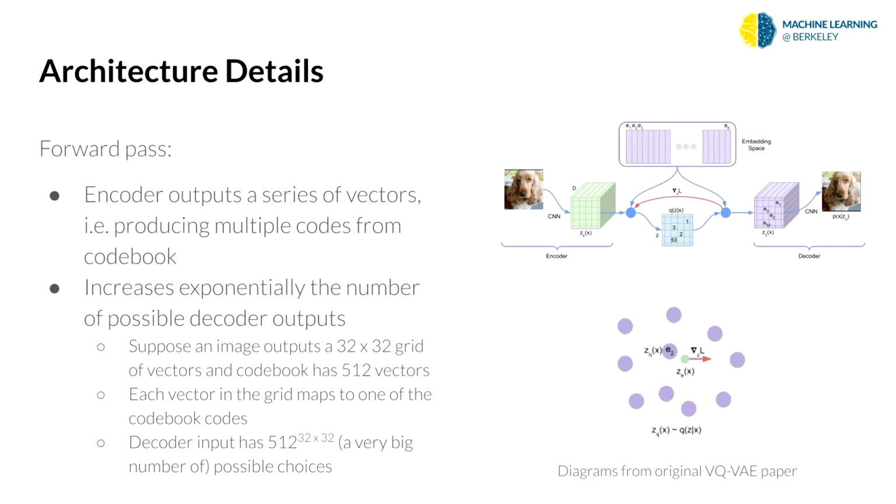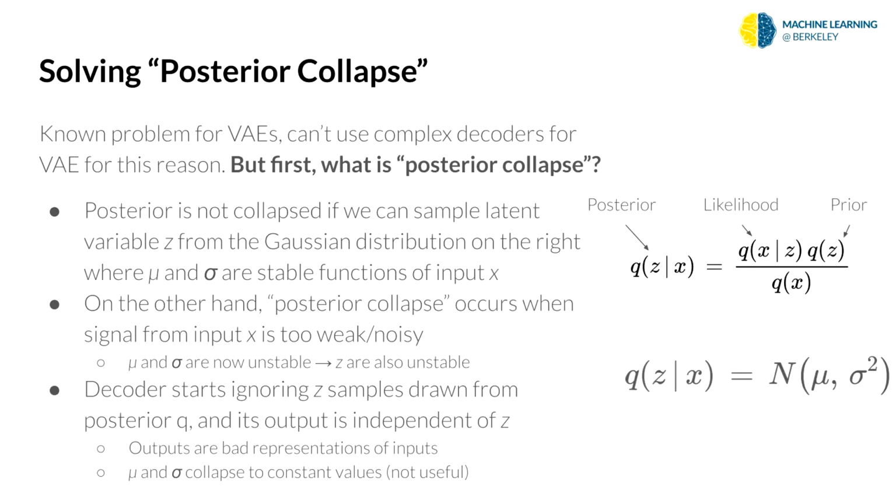Okay, cool. So that's been the overall architecture of VQ-VAE and the implementation of it. Now we're going to talk about some of the problems that it fixes that VAE could not fix. The first problem, mentioned a bunch of times in the VQ-VAE paper, is called posterior collapse. This is a known problem for VAEs, and we're not able to use complex decoders. I'll talk about this a little bit more, but first, what exactly is posterior collapse?